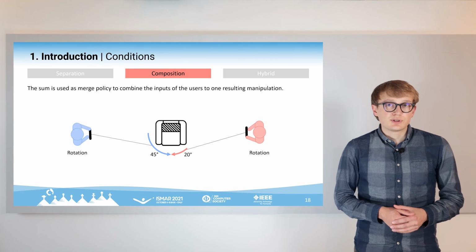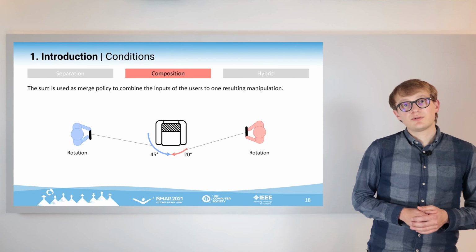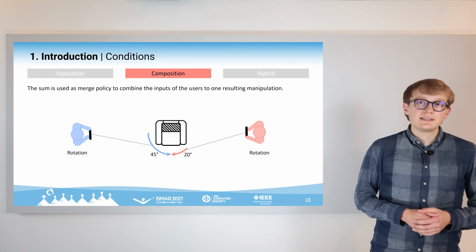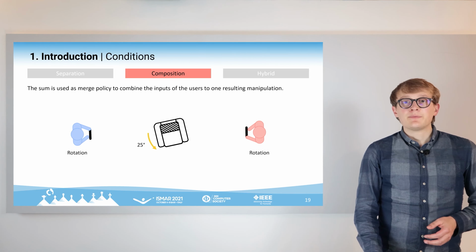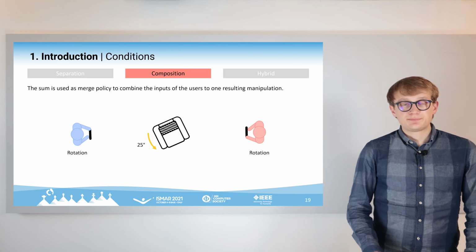Here another example for rotations. If the user in blue rotates the object by 45 degrees counterclockwise and the user in red by 20 degrees clockwise, this results in a counterclockwise rotation of 25 degrees.